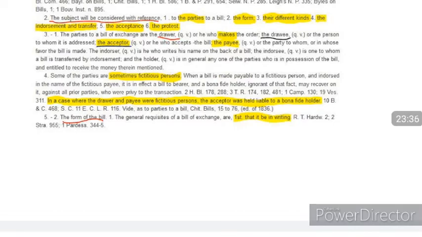The subject will be considered with reference. Basically, these are the elements. One, the parties. Two, the form. Three, the different kinds of bill of exchange. Four, the endorsements and transfer. Five, the acceptance, and six, the protest.